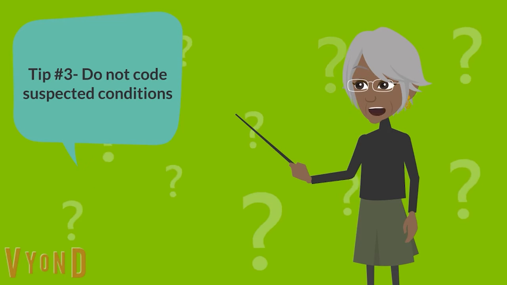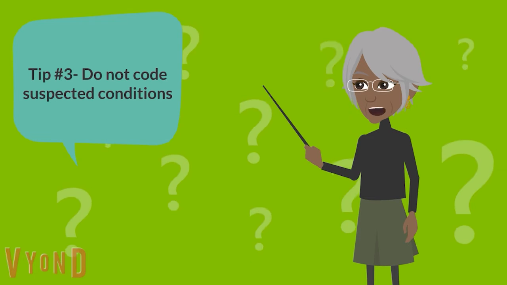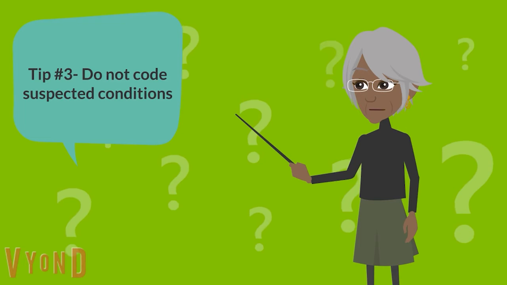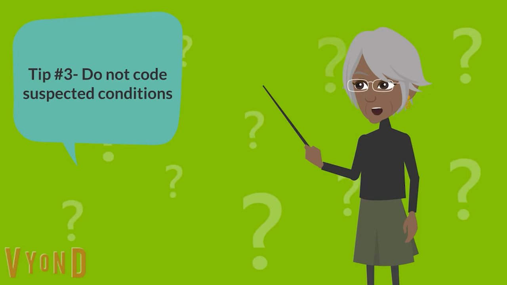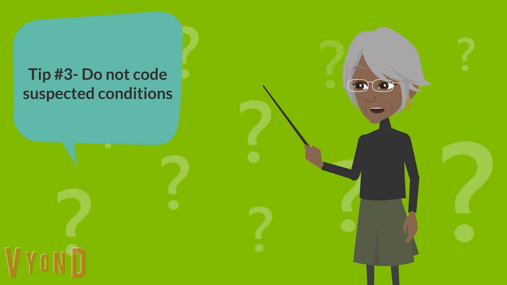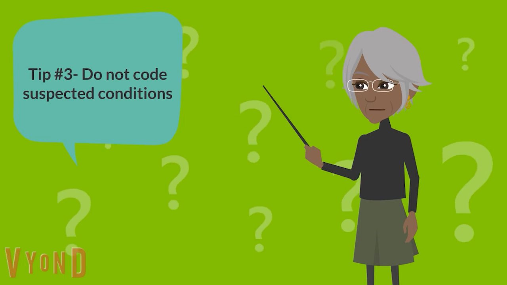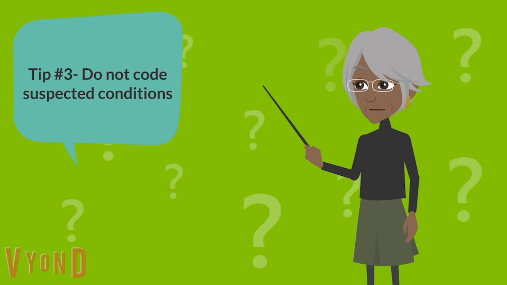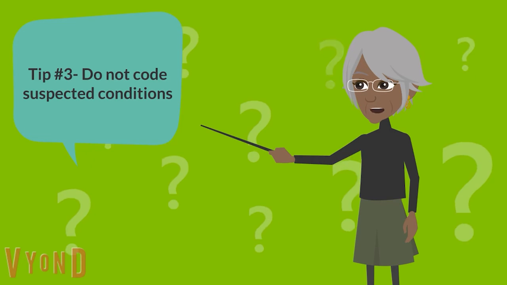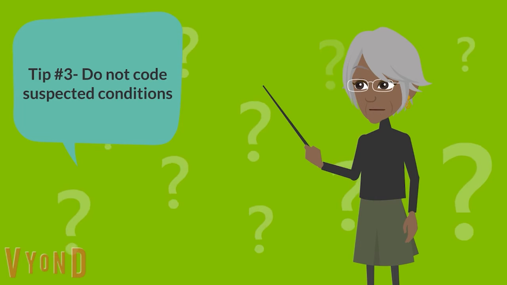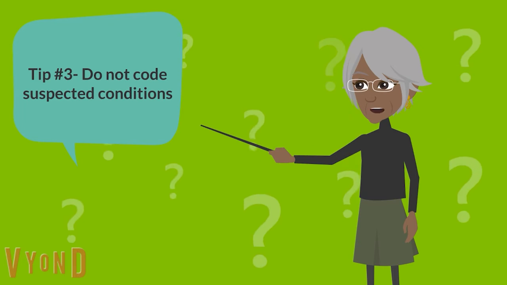Now let's talk about diagnosis coding. Tip number 3 is do not code suspected conditions. Your primary diagnosis in relations to radiology is going to be the relative finding on the exam. If there are no positive findings, it is okay to go ahead and code the signs or symptoms as your primary diagnoses or to use a screening exam code.